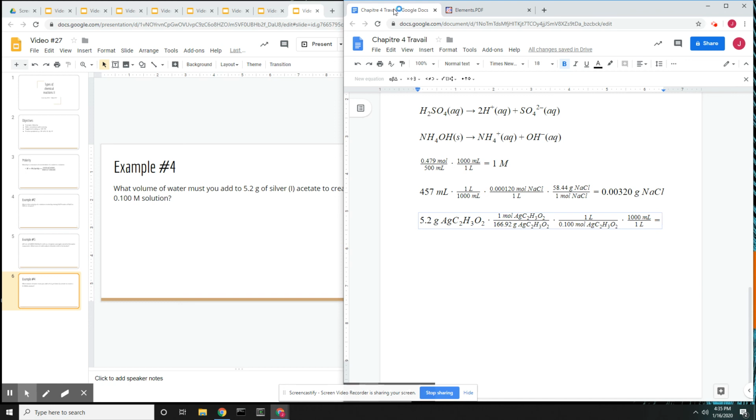So my lower of the sig figs is 2 sig figs, so I need to round this to 2 significant figures, so I get 310 milliliters of water.